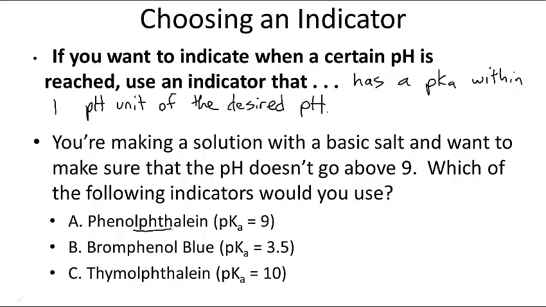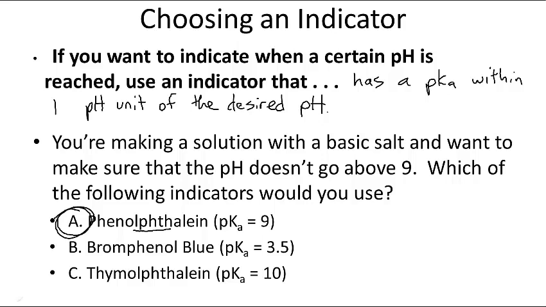All right, so in this case, the best choice would be phenolphthalein. Why not thymolphthalein? That has a pKa of 10. That's going to change at 10. So by the time it changes, you're already past 9. So if you want to make sure it doesn't go above 9, then phenolphthalein would be a better choice. All right, so that's the idea.